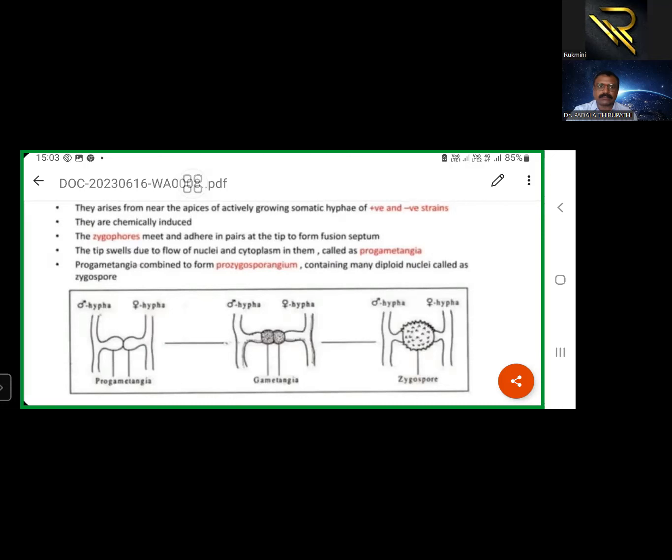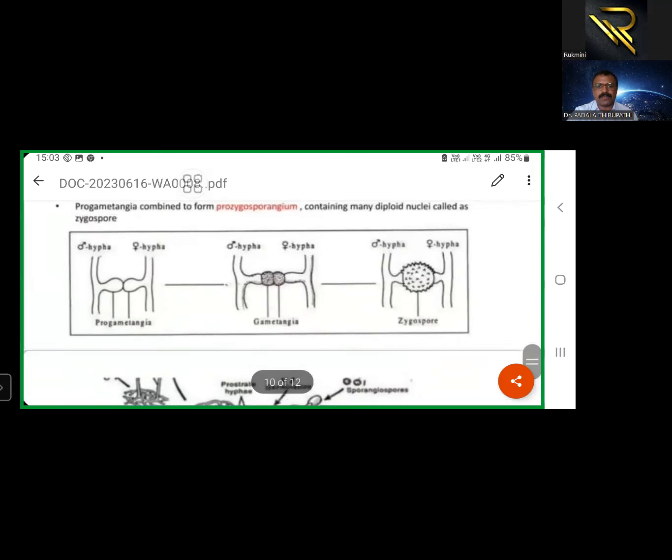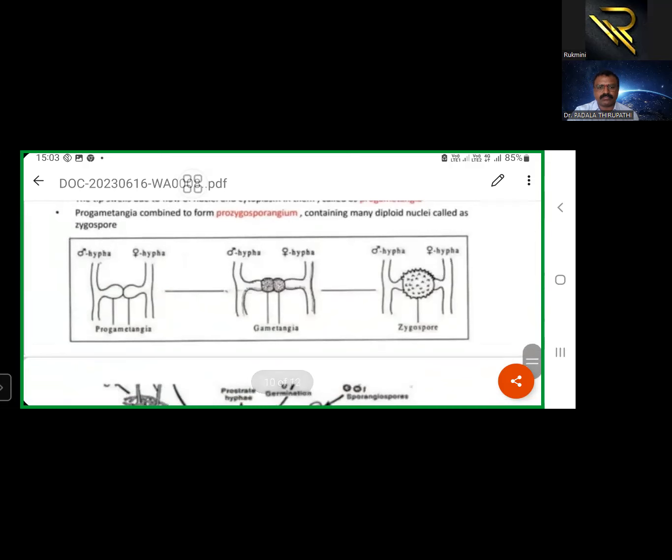Once the zygospore is formed, what will happen? It will undergo a resting phase for a few months. Once it completes its resting period, this zygospore starts to germinate. How will it germinate? The wall which surrounds this zygospore will rupture.